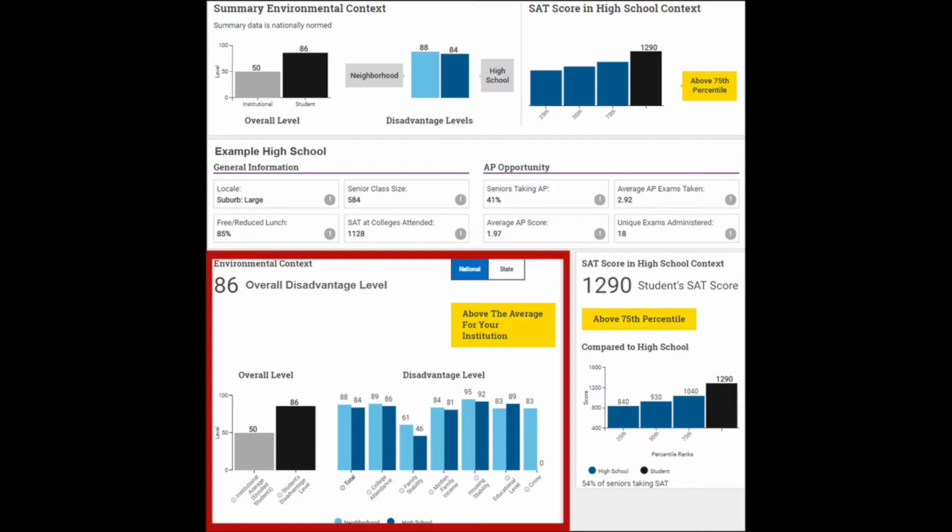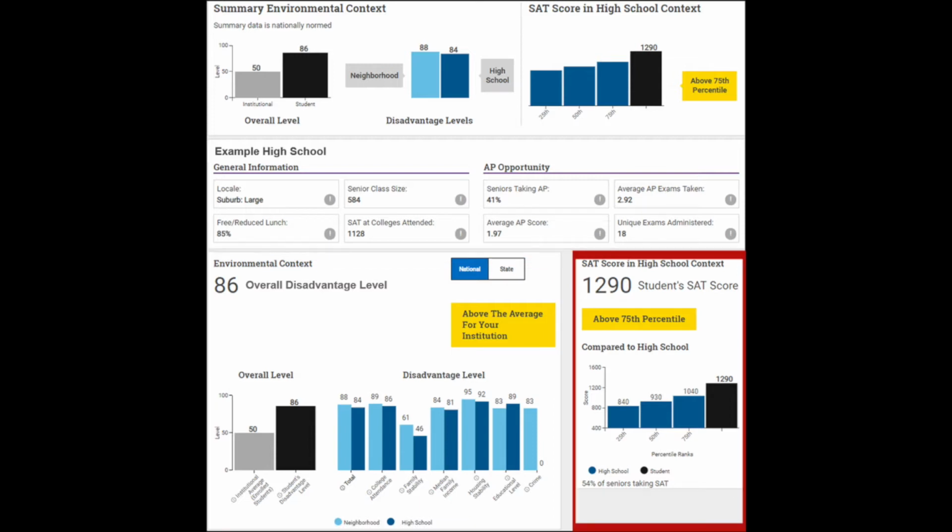What's the crime rate in the high school's environmental context? What's the housing stability? Do more people rent or buy? And then what's the overall education level in the neighborhood? So all that goes into the environmental context, and you can see that with the overall disadvantage level. And then it again talks about the SAT score, but I won't go into depth about that again.